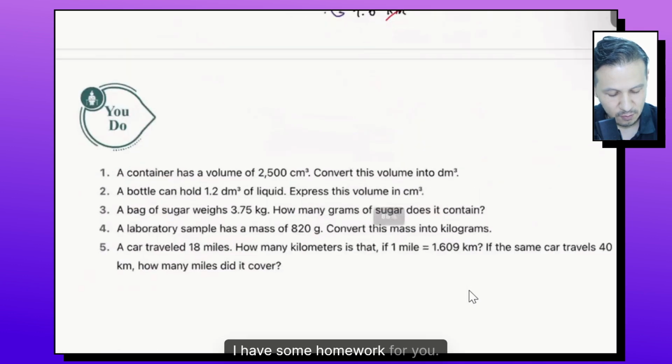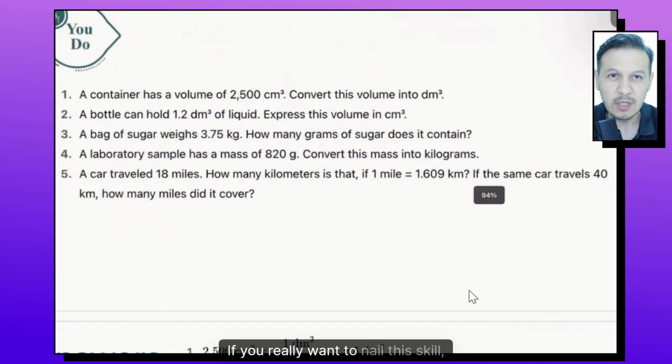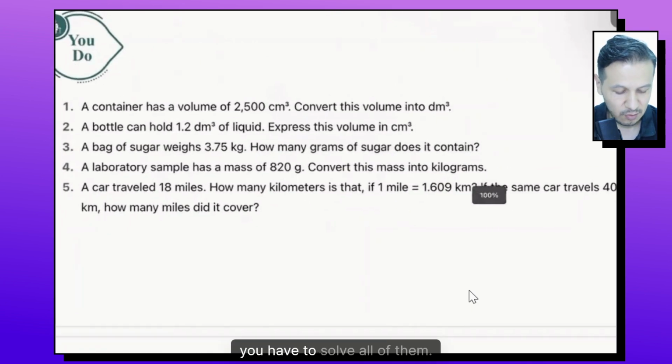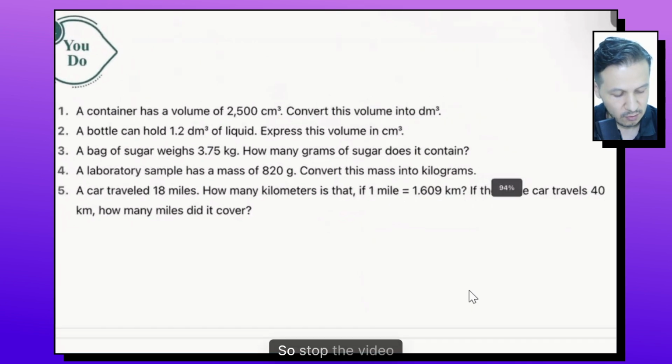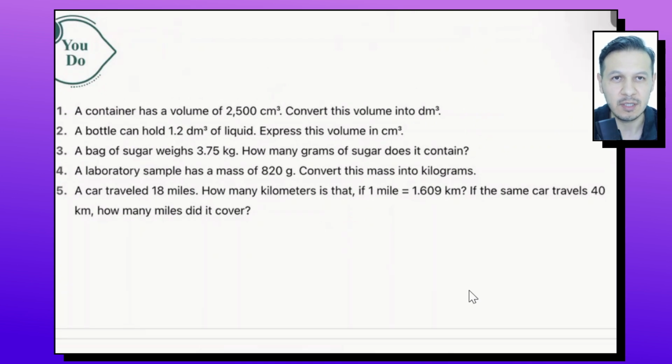I have some homework for you. Those are the exercises. If you really want to nail this skill, you have to solve all of them. So stop the video, or take a screenshot, or just take a photo. Try to solve all of them, from 1 to 5. Once you solve them, go to the mark scheme in 3, 2, 1.